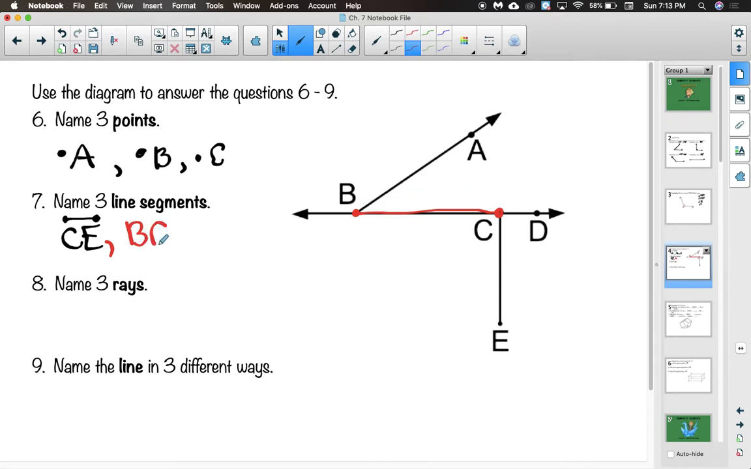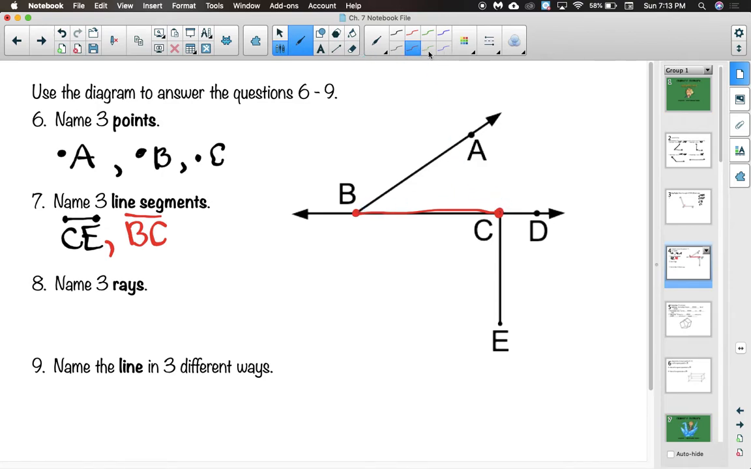Put a mini line segment on top. This time I'm not going to put the dots, just going to put a little line segment. And if I write it like that, because I'm using line segment notation, we all know to start here and end here and don't go any further.